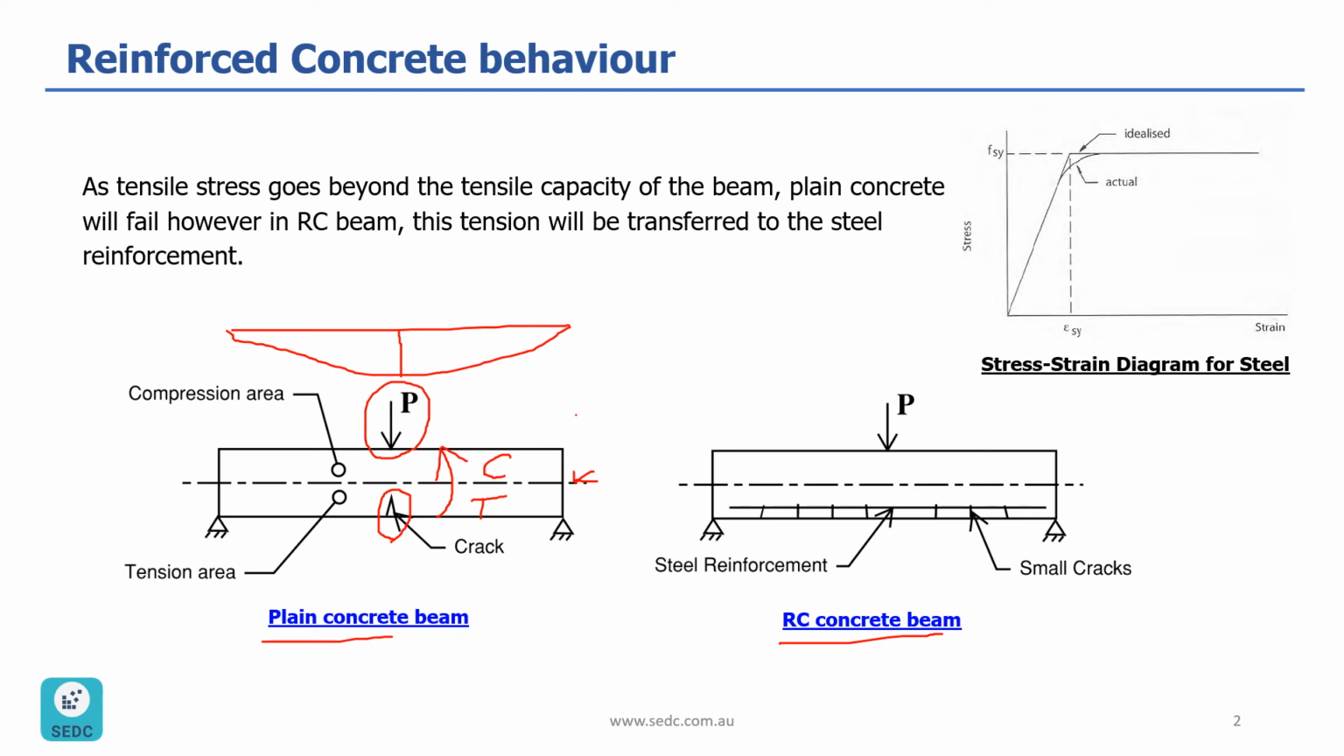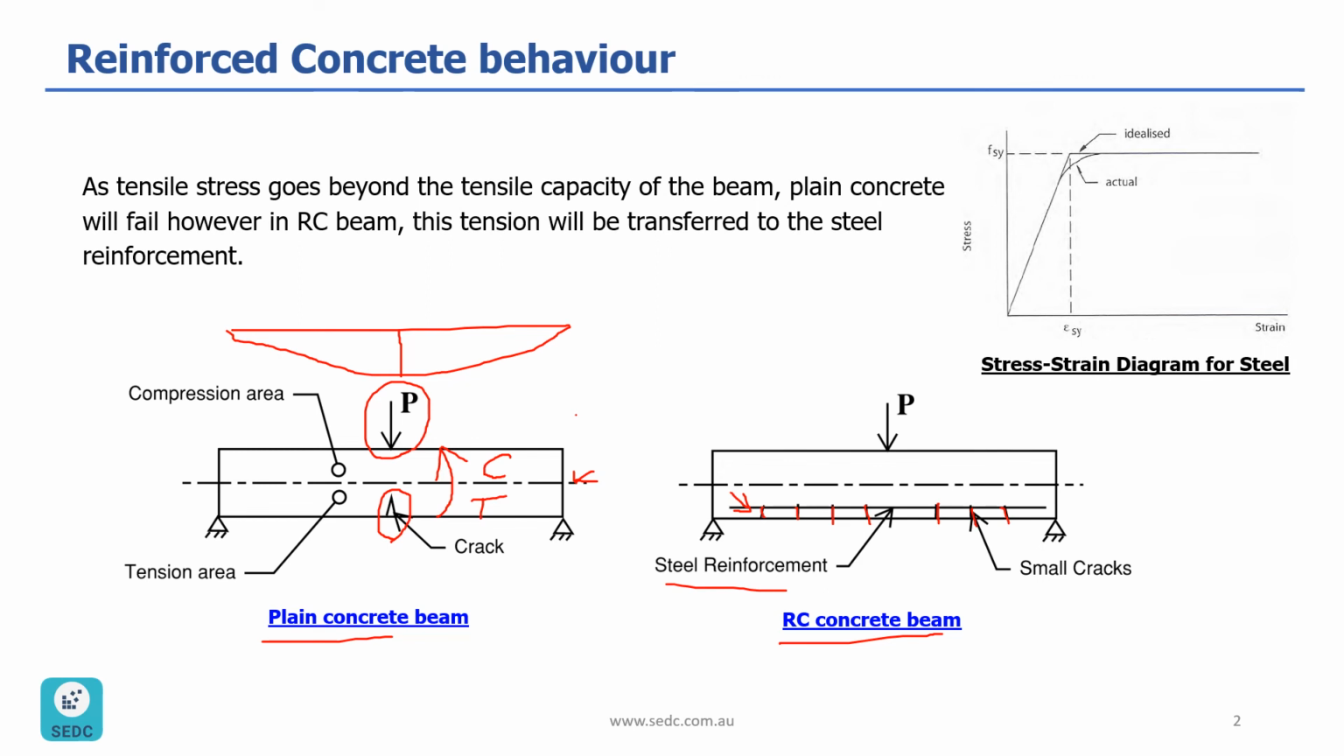Now, to avoid this failure, if we add a steel reinforcement to the bottom of this beam as shown here, instead of having a big crack in the middle, we're going to have small cracks developing along the length of this beam. And also the tension will be transferred to this steel reinforcement. And as a result of that, the ultimate capacity of this beam is going to be much higher.